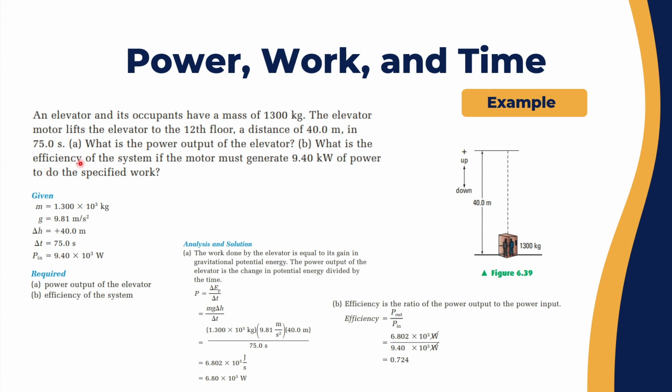Now for part B of the problem, what is the efficiency of the system if the motor must generate 9.4 kilowatts of power to do the specific work? We know that efficiency regarding power equals power out over power in. Power in is given, and power out equals, from here, 6.8 by 10 to the power 3. So 6.8 over 9.4 would give you 0.724.